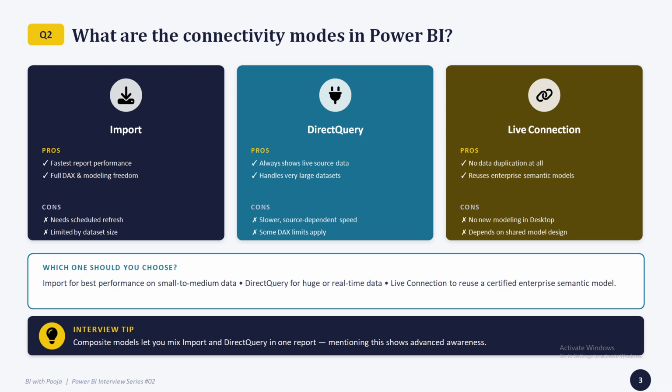Apart from all these three, we do have the composite mode as well. Composite means it is the combination of import and direct query mode. It allows us to keep some tables in import mode. For example, some data is coming from SharePoint, some data is coming from SQL with the import connectivity mode, and some data is coming from Snowflake with the direct query mode. So it becomes the composite mode. Okay, so now let's move to question number 3.